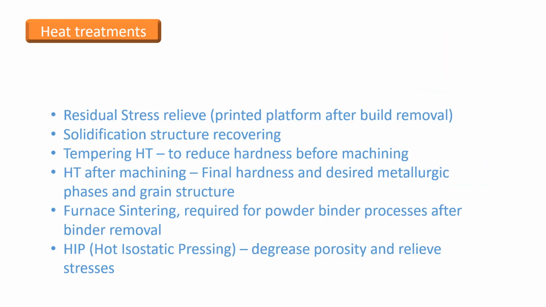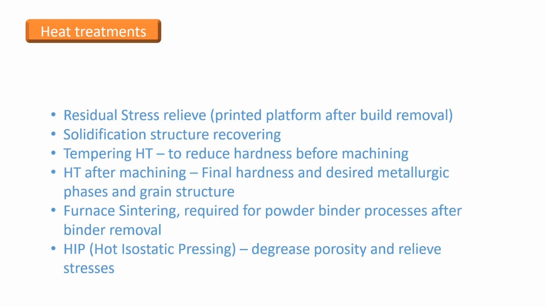Some typical heat treatment situations. Heat treatment after build removal to help relieve residual stresses and recover the solidification structure. Heat treatment before machining to anneal the material and reduce hardness. This is sometimes needed because, due to rapid cooling in most metal printing processes, the material can be in a highly hardened state that is difficult to machine. HT after machining to achieve final hardness requirements, and desired metallurgy phases and grain structure.